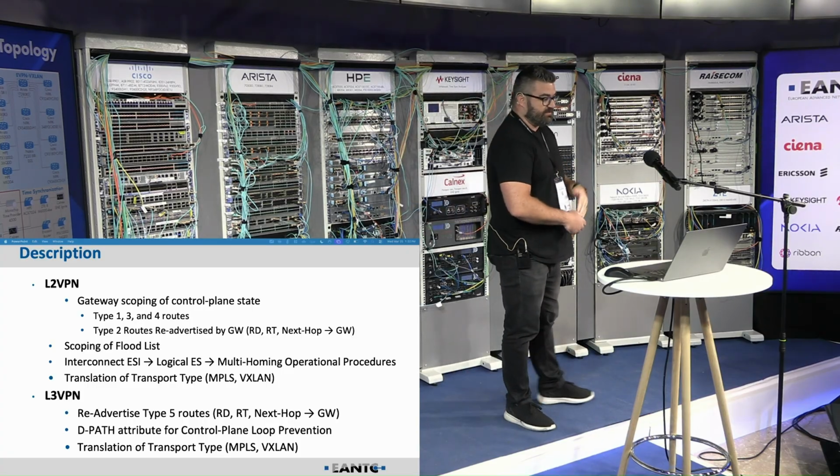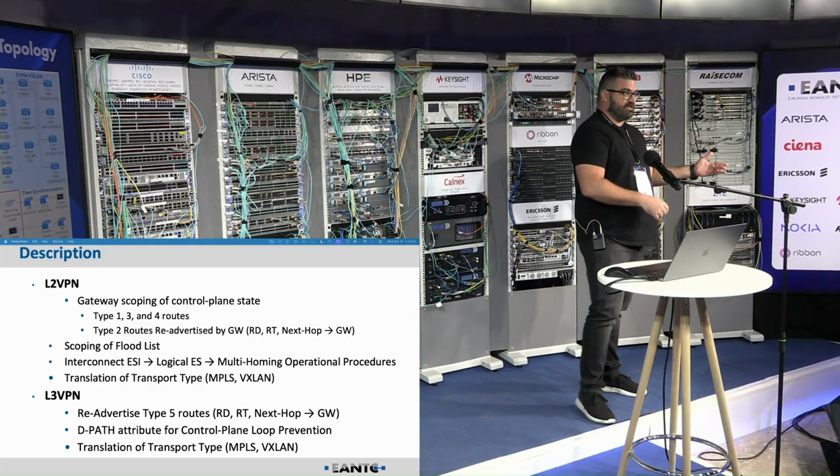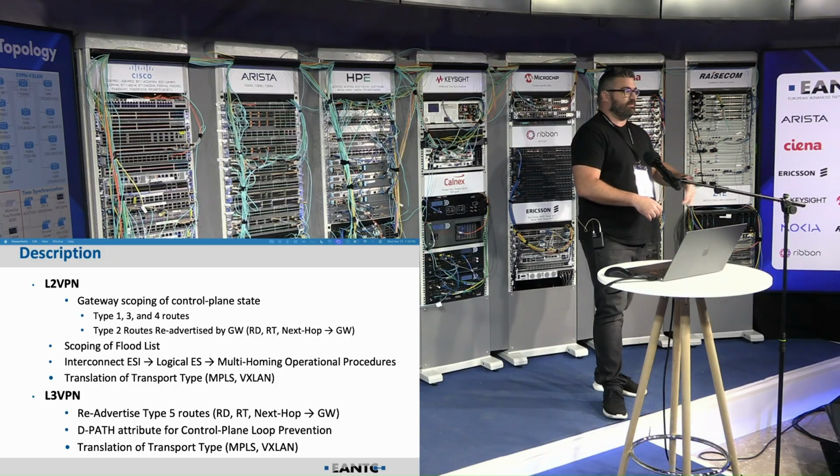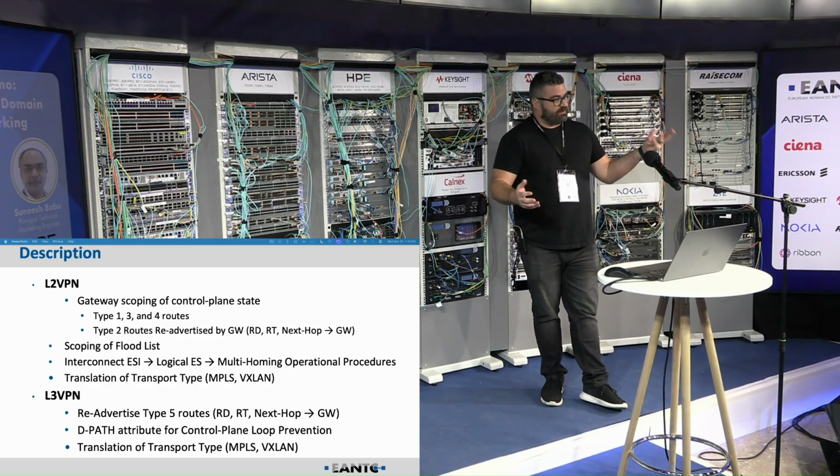When it comes to the gateway setup, which leads into scoping the flood list, those type 3s are blasted along, right? The gateway advertises its own, originates its own. So from a flood list perspective between the domains, it's gateway to gateway, right? We're not going from like PE to PE, VTEP to VTEP.